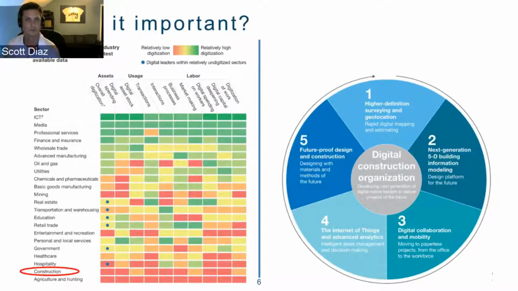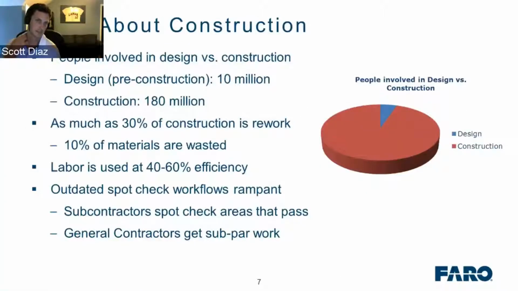So moving on here, some additional facts about construction. This first one I got from Autodesk, the number of people involved in design versus construction. People involved in pre-construction and general design was estimated around 10 million. And the number of individuals actually involved in construction, 180 million. So obviously there's some great opportunity there that we'd like to focus on.